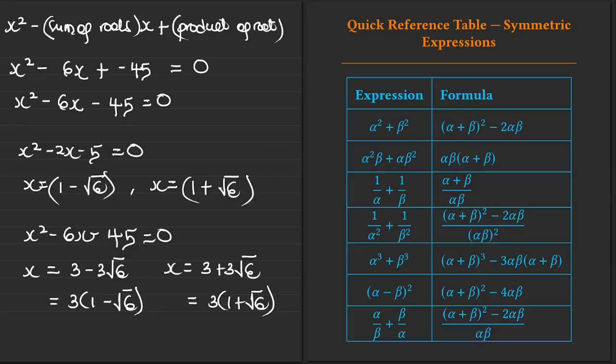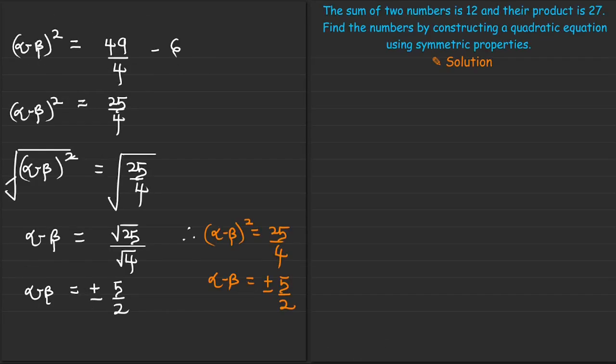Now let's conclude this by solving a last question that is on application. It is a real world problem. Our last question we have here says, the sum of two numbers is 12 and their product is 27. Find the numbers by constructing a quadratic equation using symmetric properties. This is a very interesting one. How do we go about this?